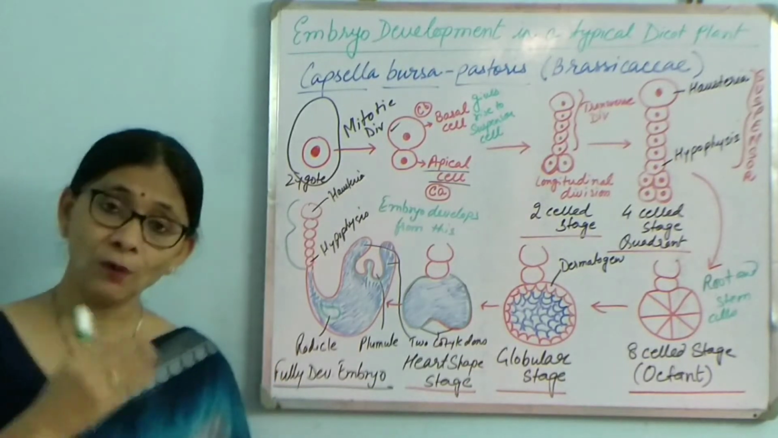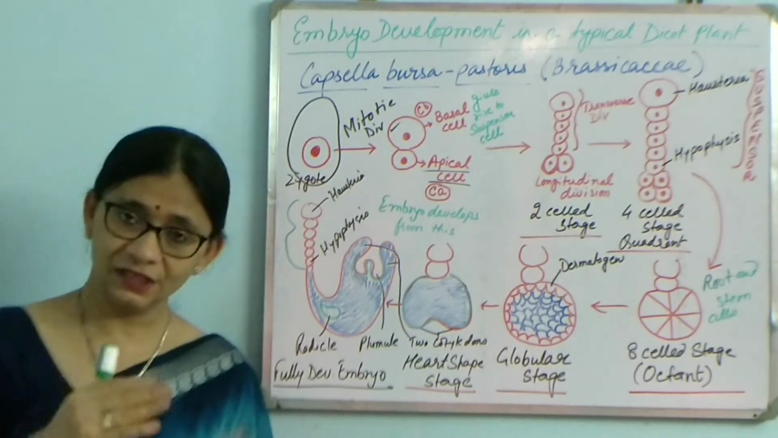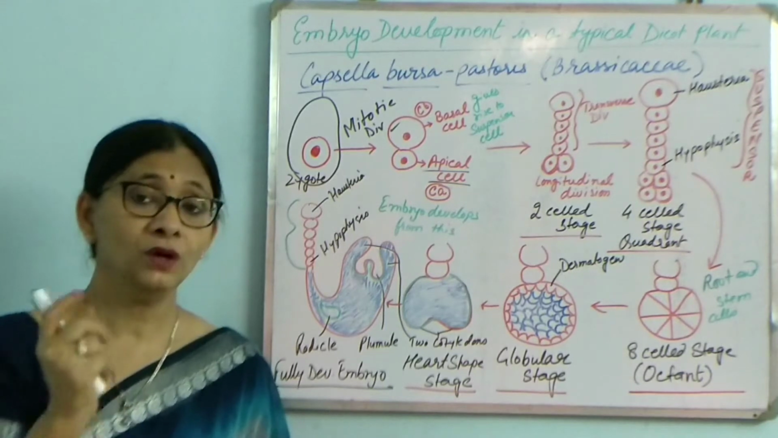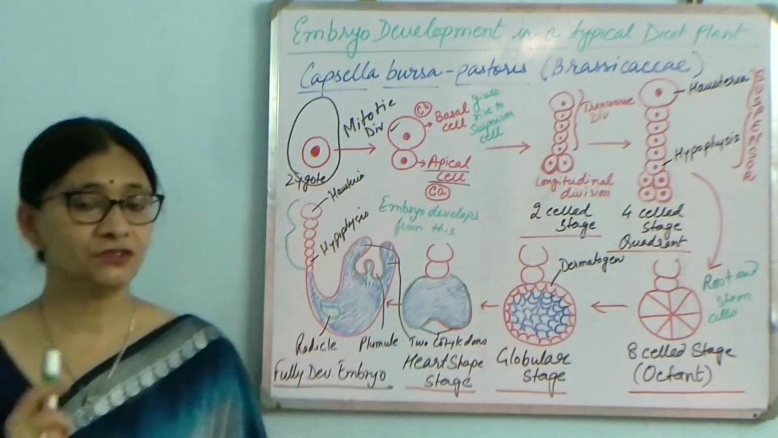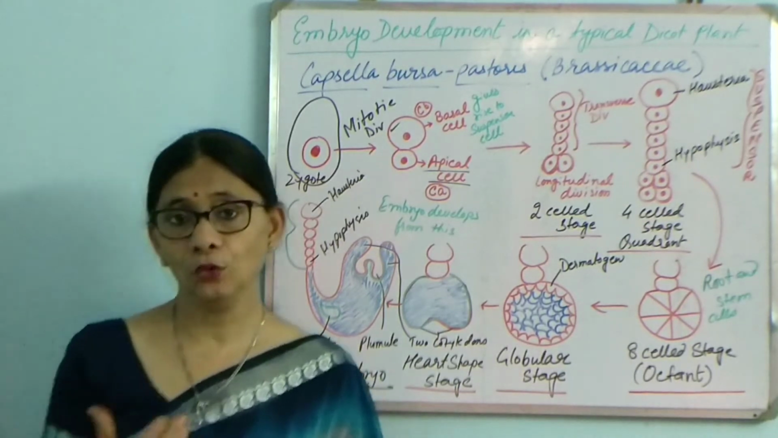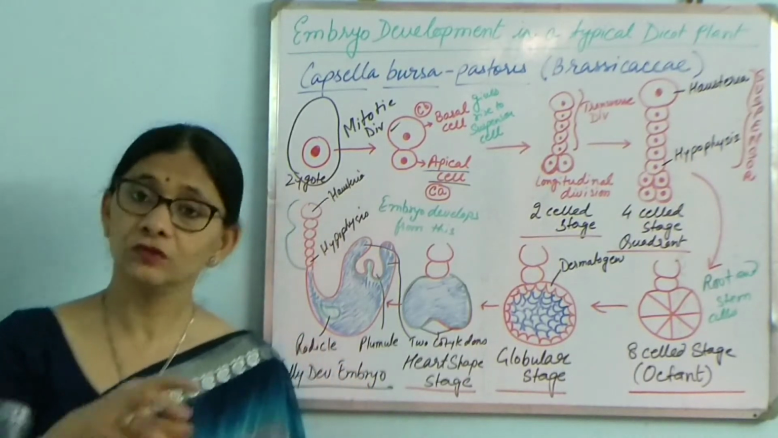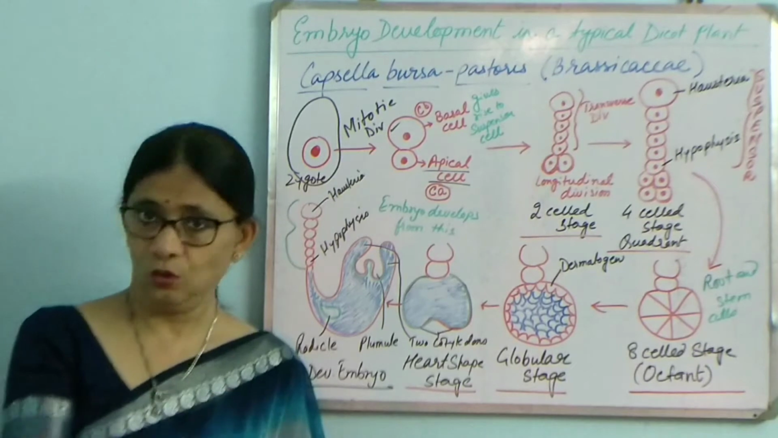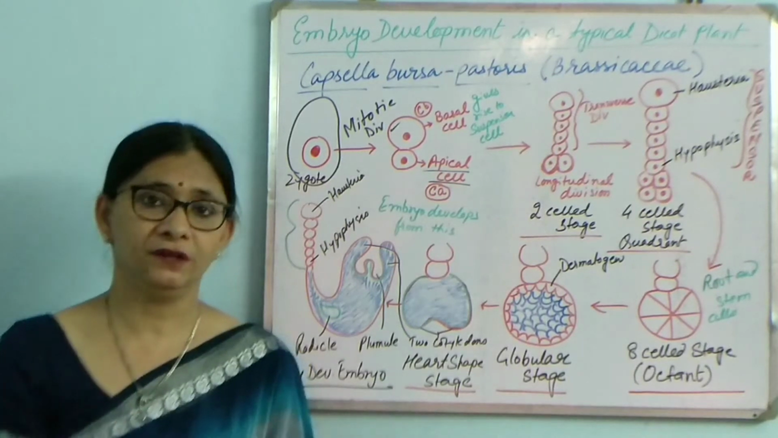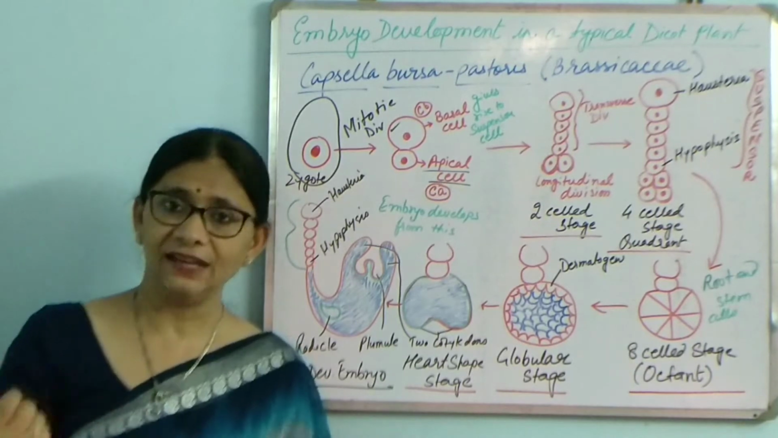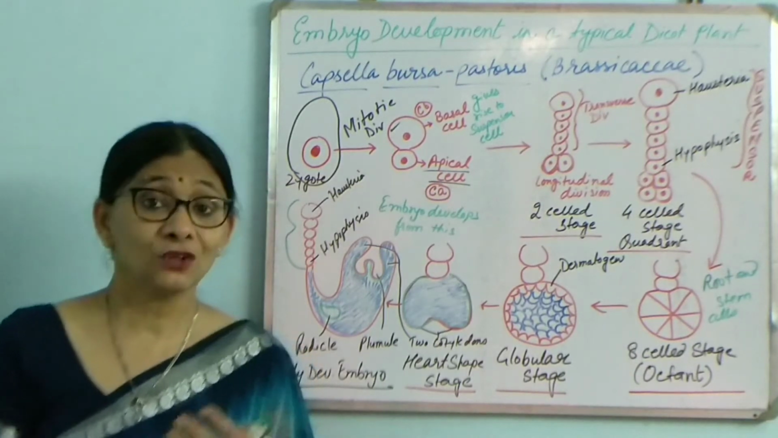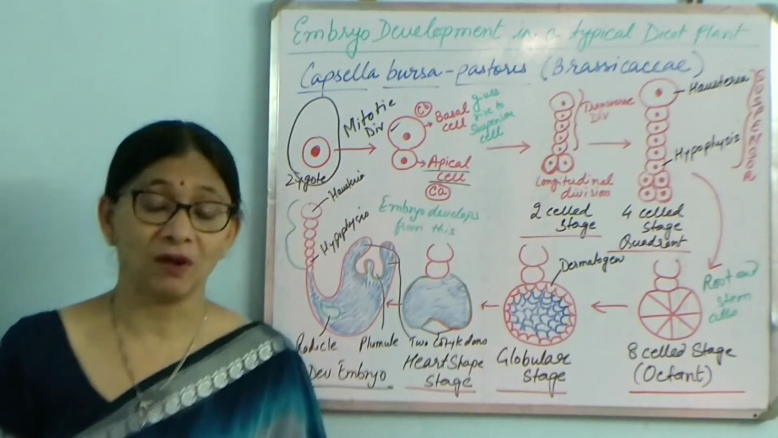Now, from zygote we shall proceed forward and see how it develops into an embryo. Now, just think, how do we make sprouts? You soak the gram seeds overnight, and then in the morning we cover it in a piece of cloth, and say next morning we get nice sprouts, isn't it? Now, this is the process of embryo development.